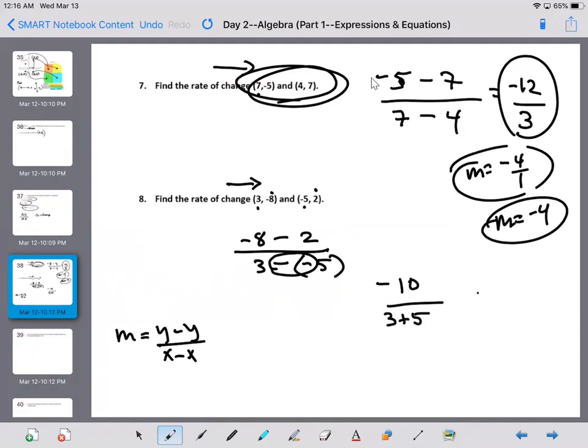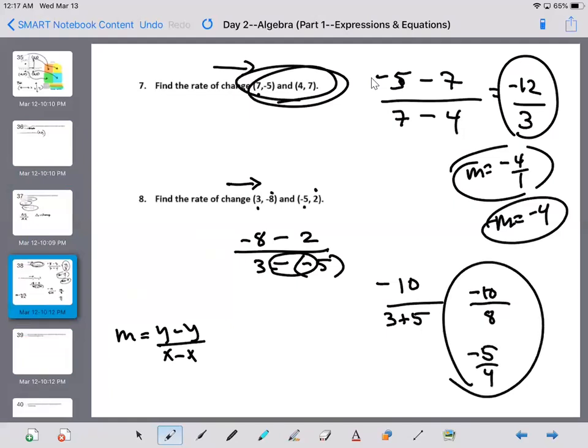So -10 divided by 8 would be -5/4. I would encourage you to always simplify your slope. And many times if you're working with multiple choice answers, you're going to see it as a simplified form.